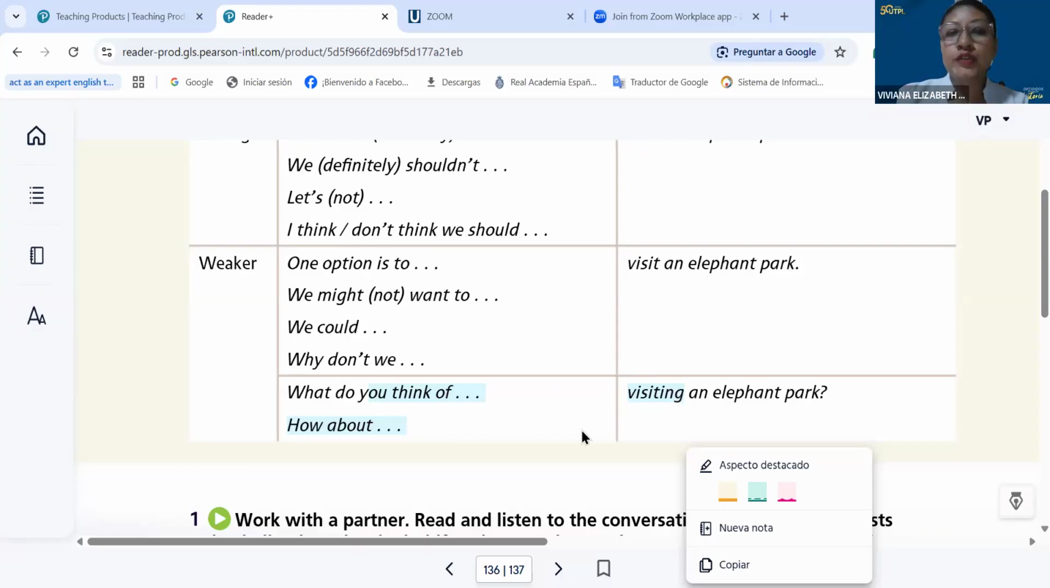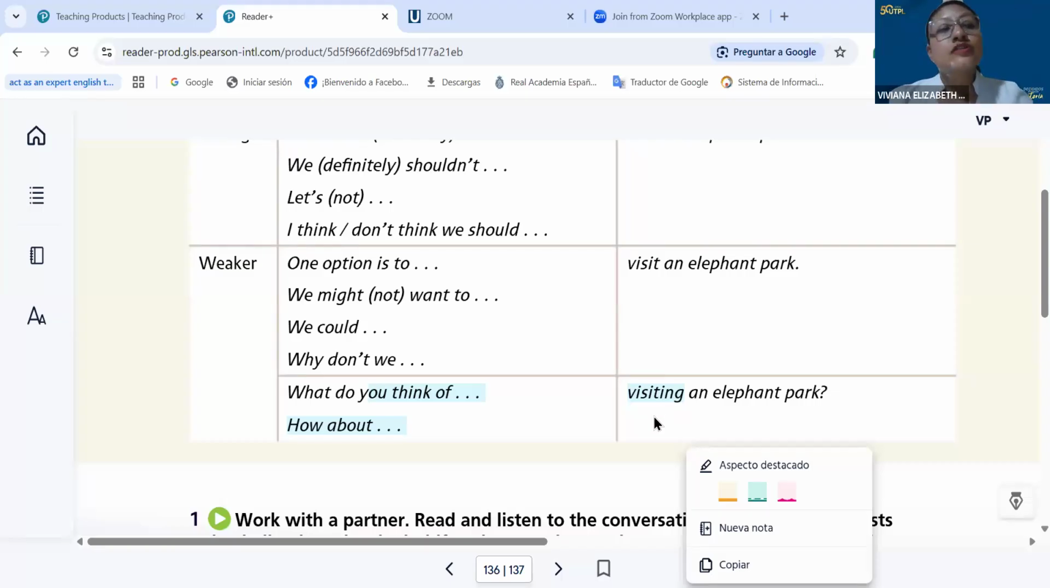What do you think of visiting? How about visiting an elephant park? Okay, notice please the difference. One option is to visit. Why don't we visit? And here, what do you think of, preposition of, visiting. How about, preposition about, visiting. Okay?